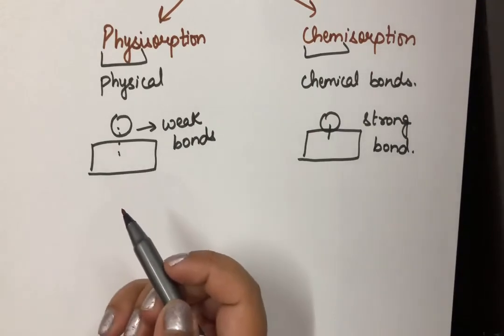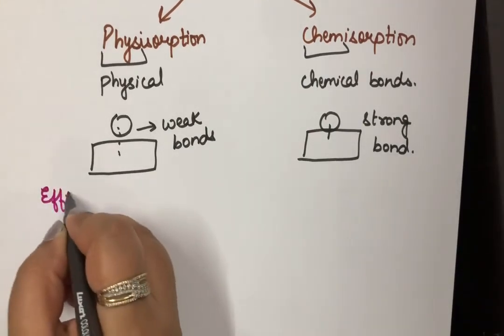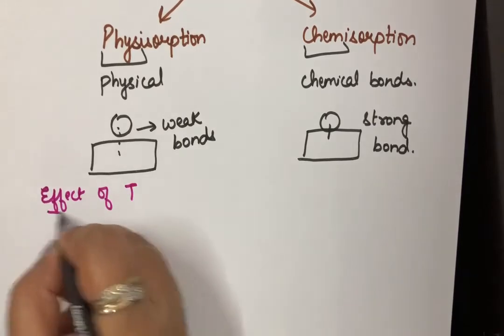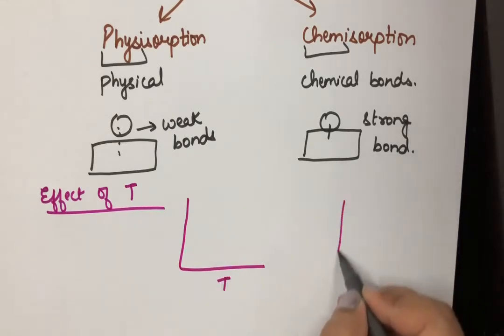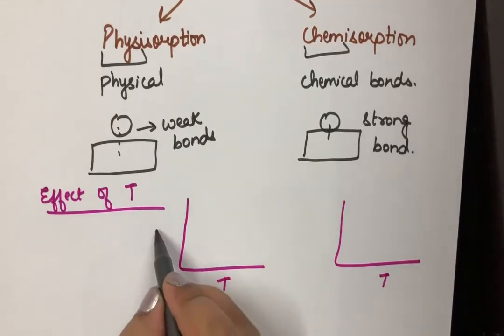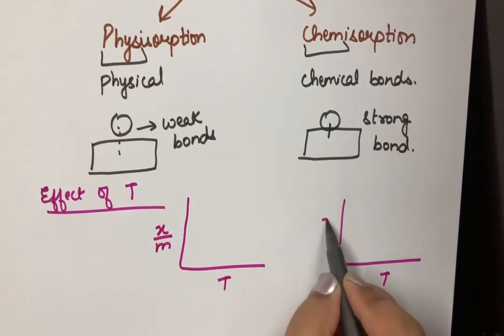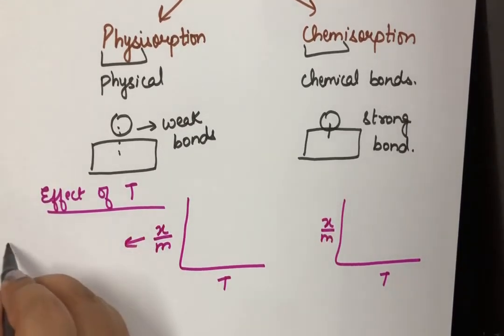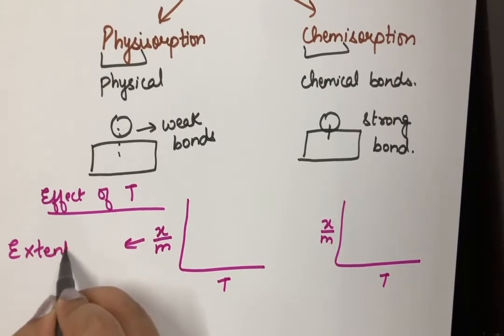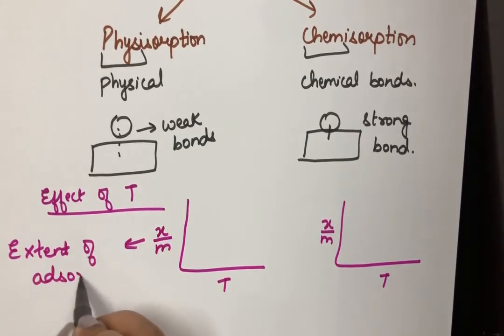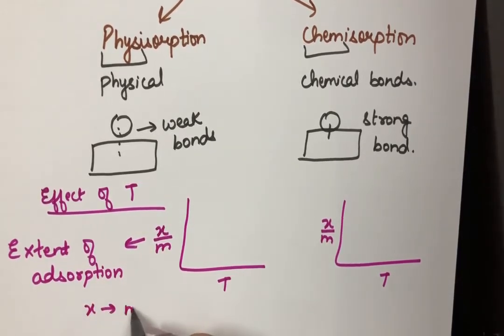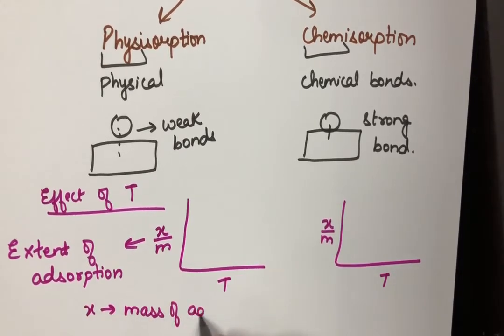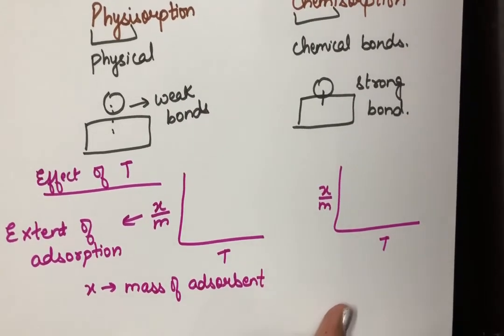What will happen if I increase or decrease the temperature? Let's talk about the effect of temperature on both of them, right? So now if I have to draw the graph, let's say this is the temperature, this is for chemisorption, this is for physisorption, and I'm going to talk in terms of x by m. Now what is x by m? X by m is the extent of adsorption. How do you say that it is the extent of adsorption? What is x? X is the mass of the adsorbent. That means how much amount of the molecule is going to be adsorbed.